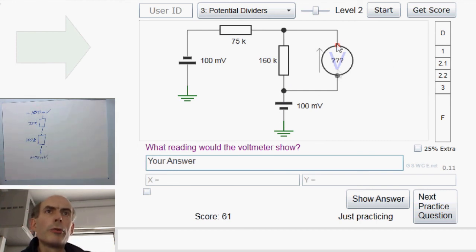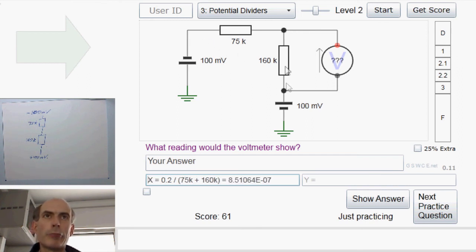We want to know the voltage across this resistor. Right, what's the current flowing? Well, there's a total of 200 millivolts across both of these resistors, so the current will be 0.2 or 200 millivolts divided by 75k plus 160k. That's the total current flowing down here.